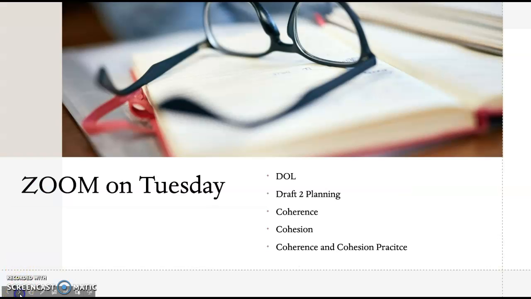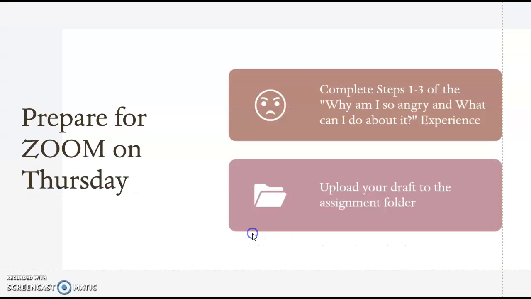Okay, next, for Zoom class on Tuesday, we're going to do a DOL where we're still working on incorporating textual evidence for our justice paper. We're also working on threading textual evidence into our summaries and in general just writing our academic essay. We'll do some planning for draft 2 and then we'll focus on coherence and cohesion and then practice with those and make sure that we understand.